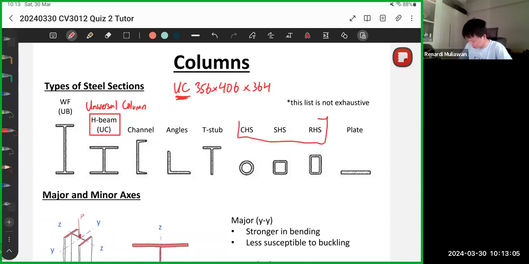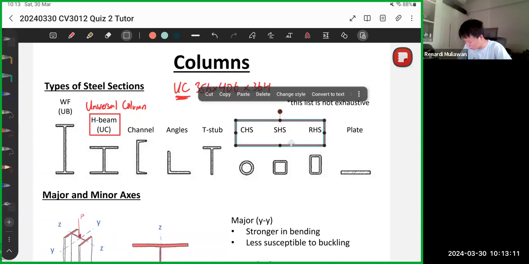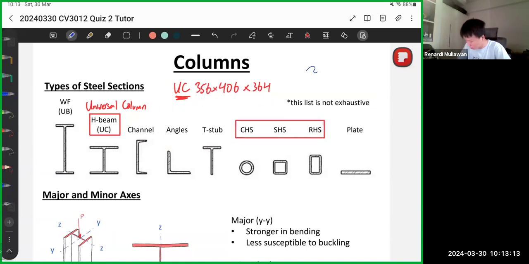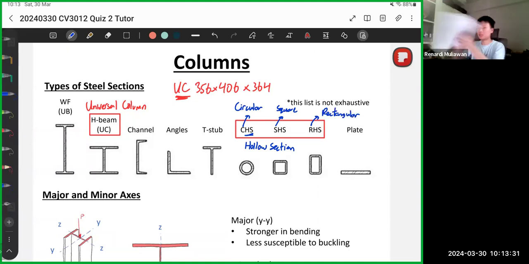Now we have this CHS, SHS, and RHS. So this one is another common section. So HS stands for hollow section. C stands for circular, S stands for square, R stands for rectangular. Let me check the table. I think they just say CHS. So if the questions give you CHS, SHS, and RHS, you know where to find it in the table.